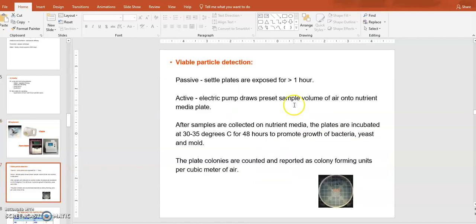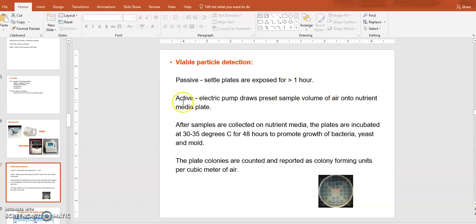Viable particle detection, like I said, there are different ways of doing it. A passive way: you can set up a settle plate, a plate like this, set on a corner where there is less human traffic, with the lid open, and whatever particles are floating there can settle on the plate. That's why it's called a settle plate. You expose it for about 1 hour, then come back, put the lid back and incubate it and see how many particles come back to life. So count CFUs from your plate.